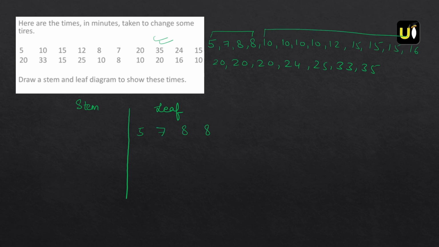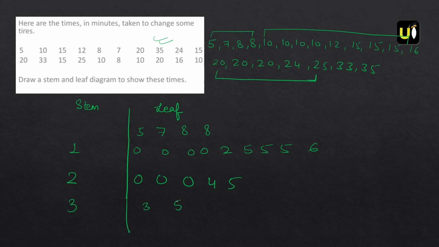Here we have the left digit as 1, so we will write here 1, 0, 0, 0, 0, 2, 5, 5, 5, and 6. So here we have 2 as the left hand digit: 0, 0, 0, 4 and 5, and last we have 3, that is 33 and 35. So this is how you calculate the stem and leaf diagram.